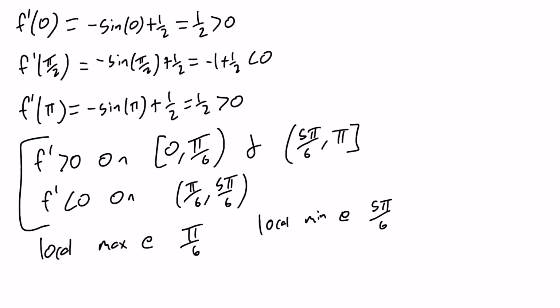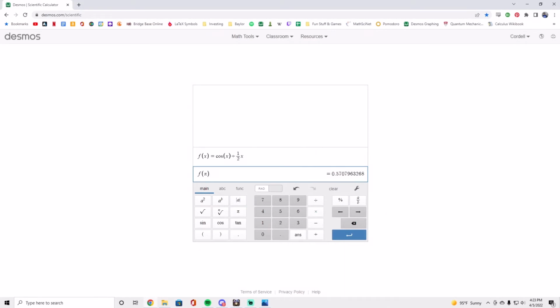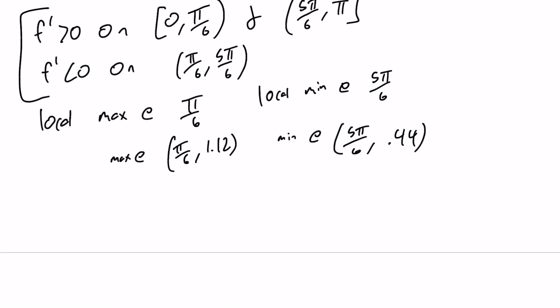And like we said before, once we find local maximums and minimums, we want to find their actual values. So let's take a look at f of pi over 6 is 1.12. And then f of 5 pi over 6 is 0.44. And then a local min at 5 pi over 6, comma 0.44. And let me switch back to this. Okay, so I'm just writing down that information that we found.